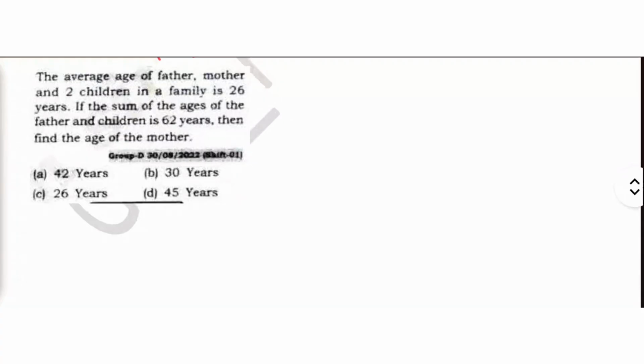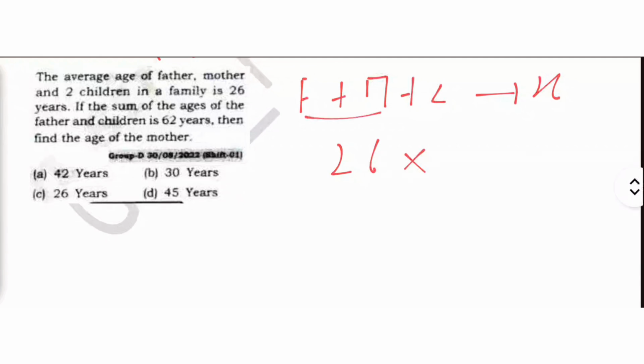The average age of father, mother, and two children in a family is 26. There is father, there is mother, plus two children. The average age is 26. What is the sum of the ages then? It is nothing but 26 into 4, since there are four people. 4 6s are 24, 4 2s are 8, so 104.